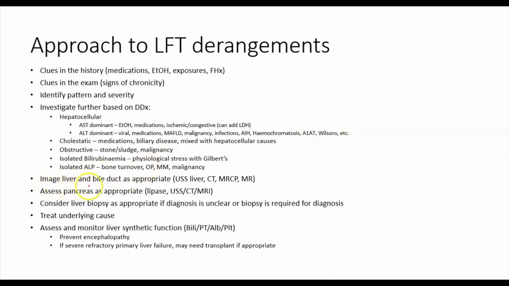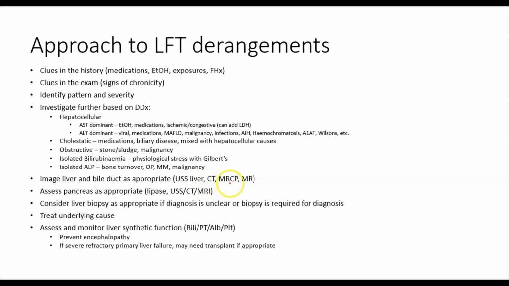Imaging of the liver and biliary tract remains an important part of the investigation for LFT derangement, as it can pick up a number of the differential diagnoses as discussed. Generally speaking, an ultrasound of the liver and biliary tract is the best test, particularly for biliary obstruction, although if you're looking for parenchymal liver pathology, a CT scan can also be used, although it's usually not as good as ultrasound for biliary obstruction pathologies.